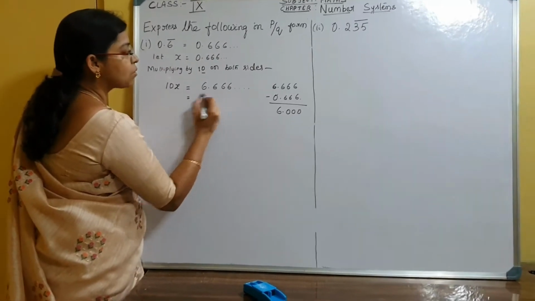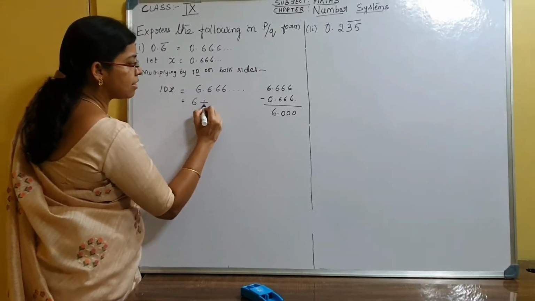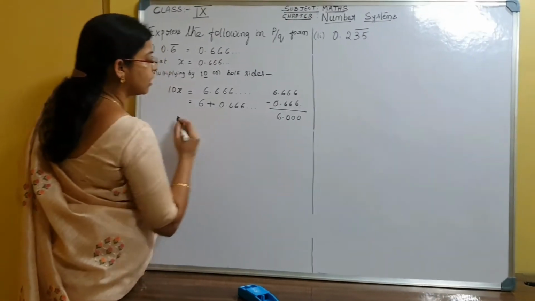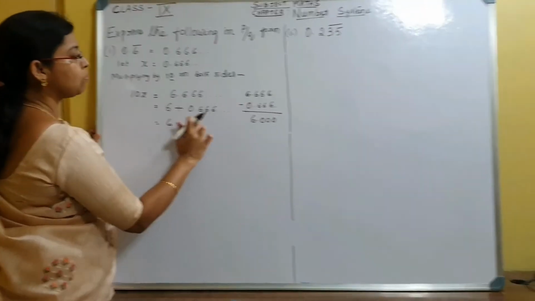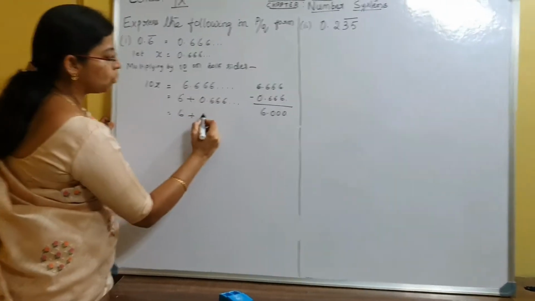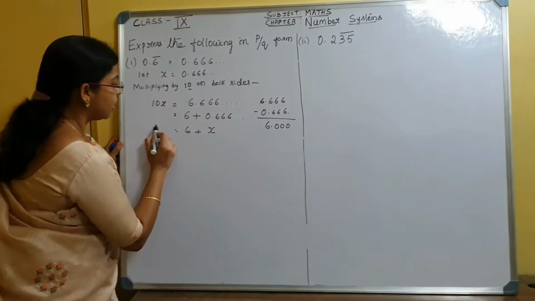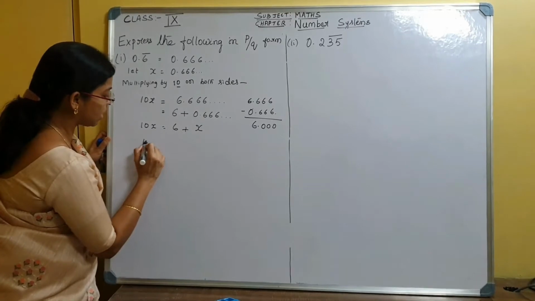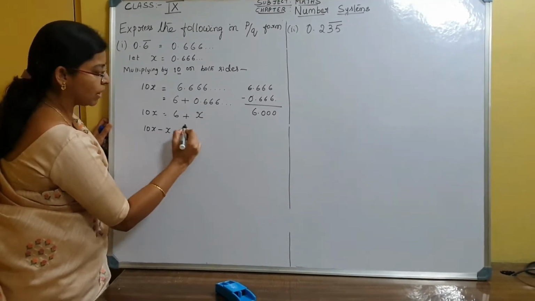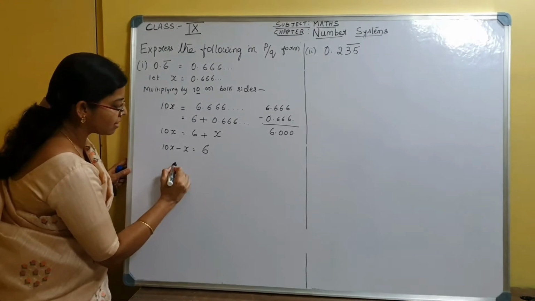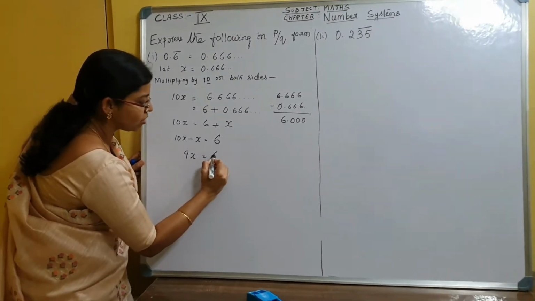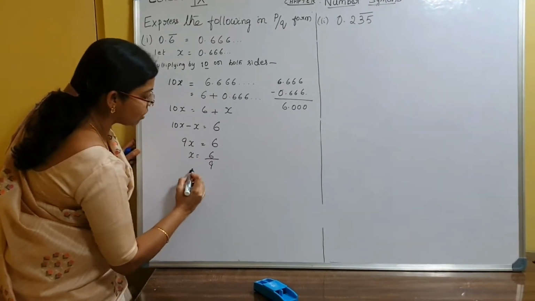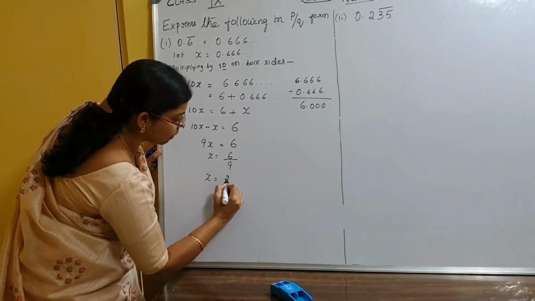We can write 6.66... as 6 plus 0.66... This is nothing but, we have taken 0.6 as what? x value. So 6 plus x. Left hand side we have 10x. We will bring x to the left hand side. 10x minus x is equal to 6. 10x minus x is 9x is equal to 6. x is equal to 6 divided by 9, which is nothing but 2 by 3.